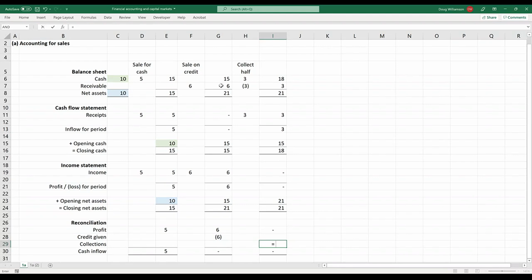And this item is an add-on. So it's the difference between the closing and the opening balances. This time we've got a decrease. So the cash inflow is 3 for the period, explained by, although there was no profit, we collected 3 that we were previously owed.